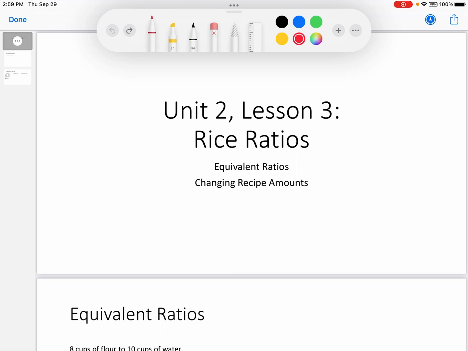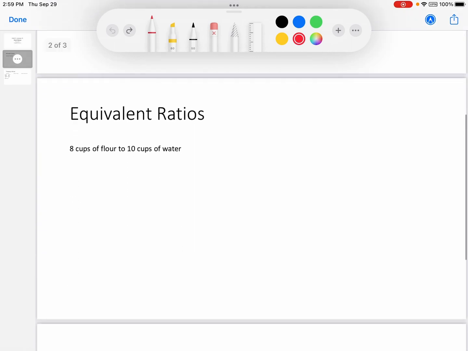This video is about Unit 2, Lesson 3, Rice Ratios. The basic concepts that you have to learn from this are equivalent ratios and changing recipe amounts. Those are the two things that you need to learn. So let's start with equivalent ratios.